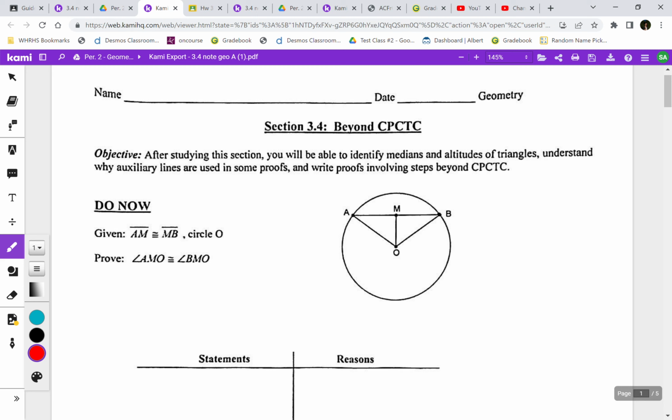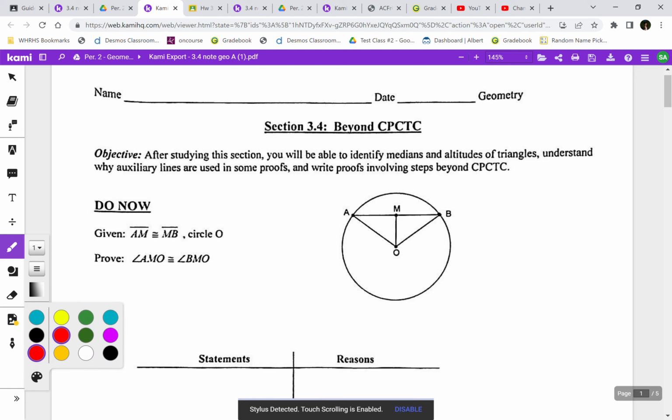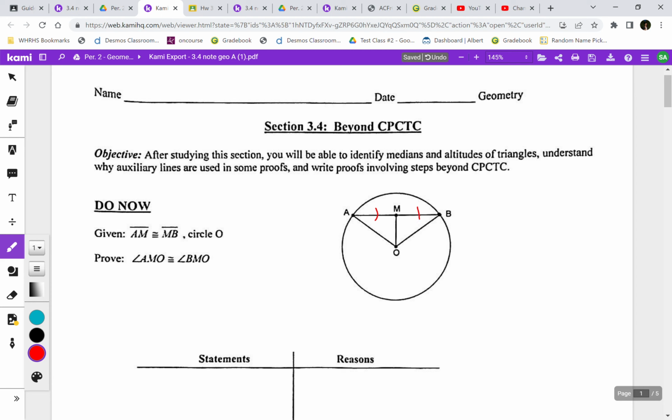Okay, going through the do now, we have segment AM is congruent to segment MB. And then we have circle O. Remember from the last class, anytime I tell you in the given information that we have a circle, somewhere in the proof, what is it that I want you to tell me?